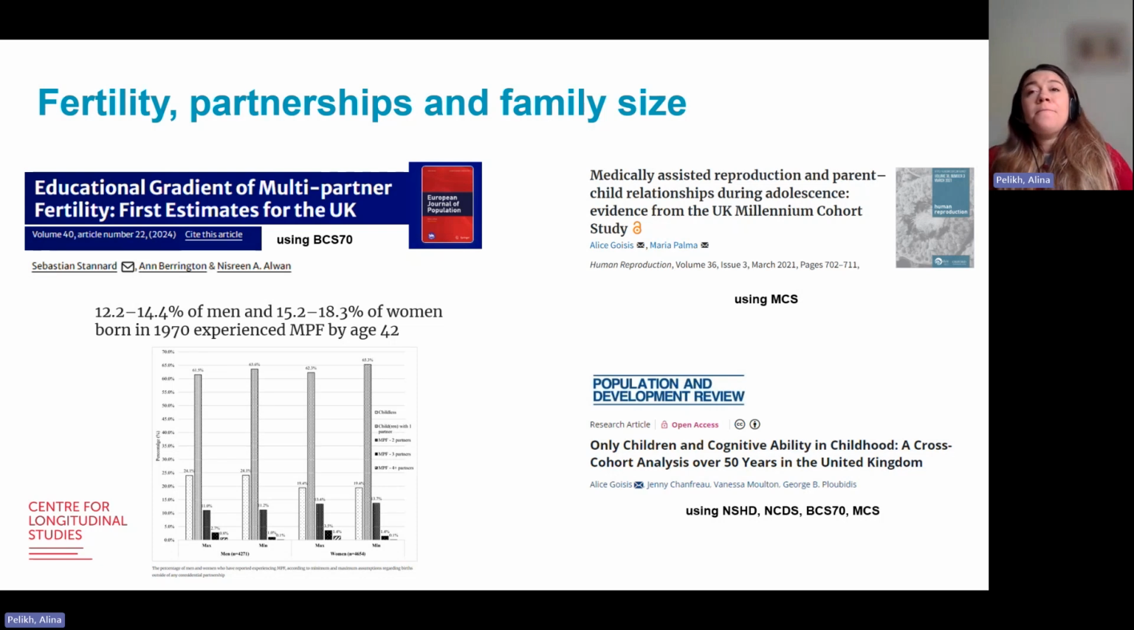You can also study the changes in family size. For example, there's a paper on only children and cognitive ability in childhood, and this is a cross-cohort analysis that shows how the cognitive ability of children has changed across the cohorts, depending on the family composition and depending on the changes in the socioeconomic context.